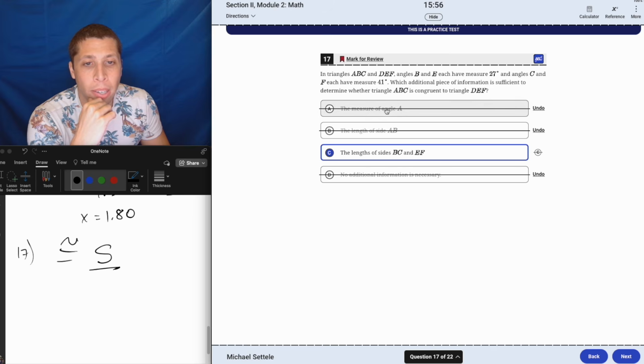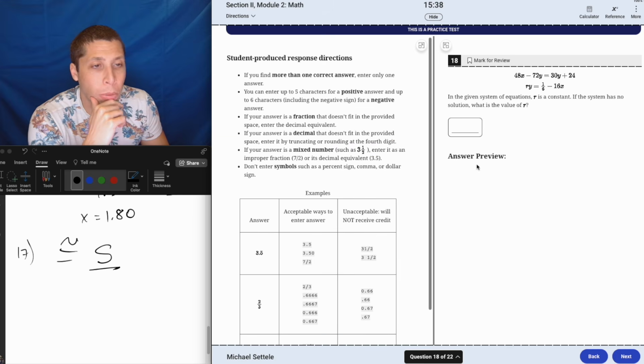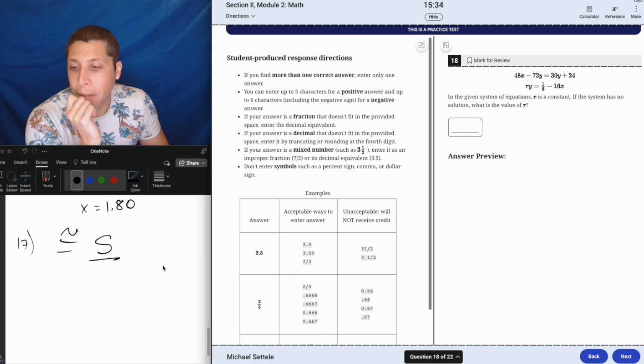You need a side. Giving me one angle doesn't help. I've got all the angles. We're good there. A side in one triangle doesn't help. If I want to show them congruent, I need two something in both. BC and EF would do it, because then we'd have angle, side, angle, which is fine. Yeah. Okay. Oh, I've seen this question before or something similar. This is no solution. Okay.